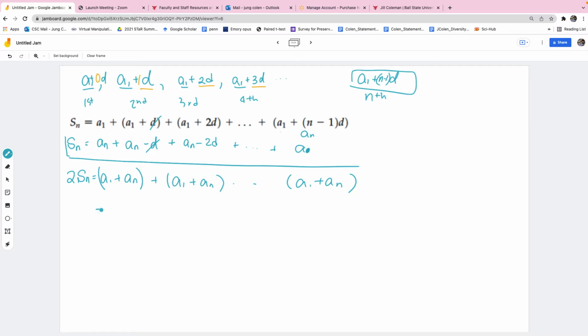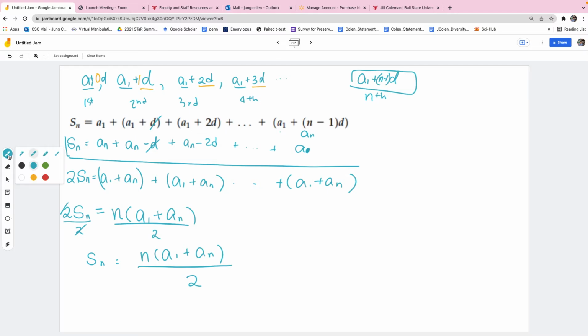So repeated addition can be rewritten as multiplication, right? So I have a sub 1 plus a sub n. How many of those? All the way from the 1st to the nth term, so there are n many of that. And on the left hand side, it was 2 times s sub n, because I added s sub n. Now I can divide both by 2 to find the sum. So cancel that out, and s sub n is n times a sub 1 plus a sub n divided by 2, right? So that is how we find the sum.